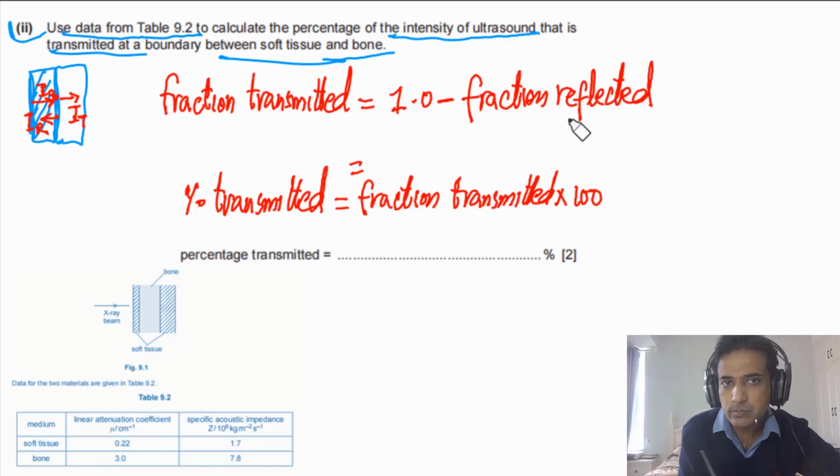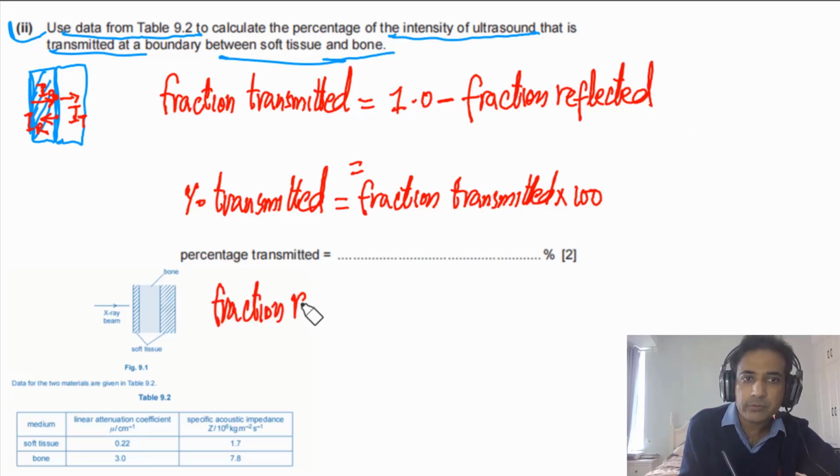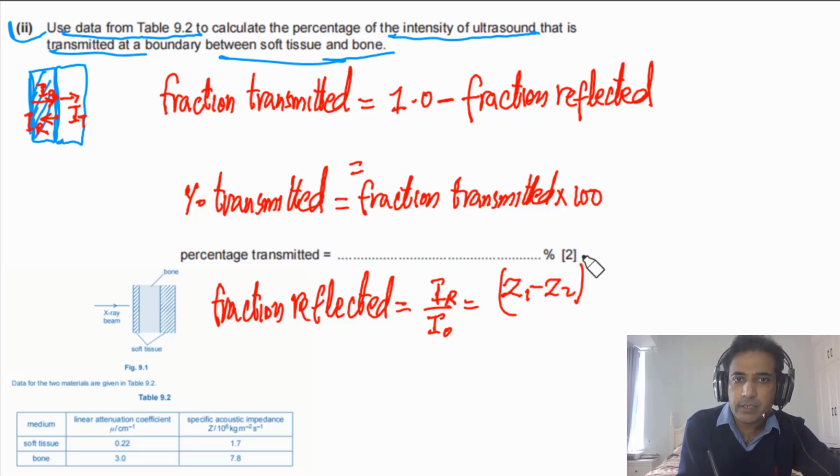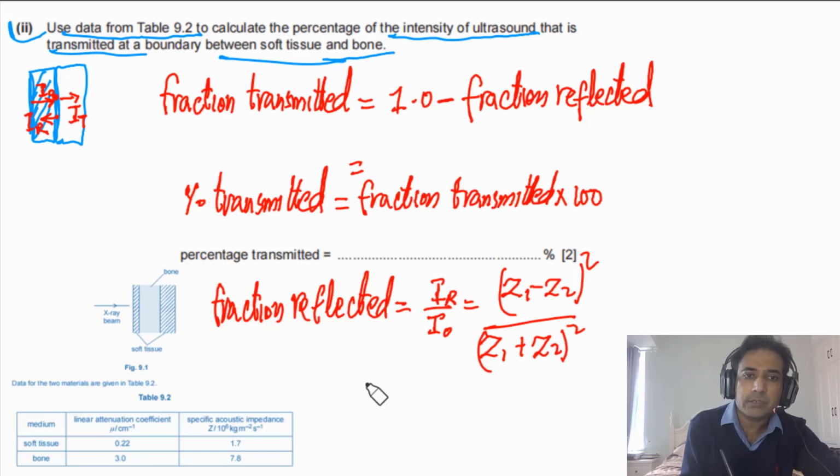So we need to work out the fraction reflected, which is equal to IR over I naught. This will be equal to (Z1 minus Z2) squared over (Z1 plus Z2) squared. Here Z is the acoustic impedance of the medium. So we have Z1, taking this value as the bigger one, and this is Z2.